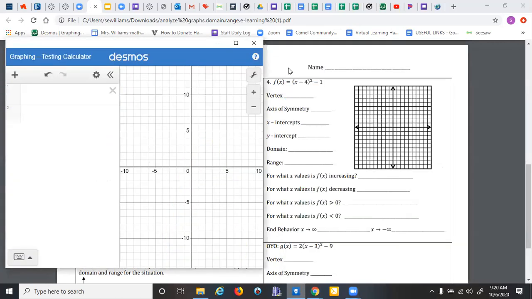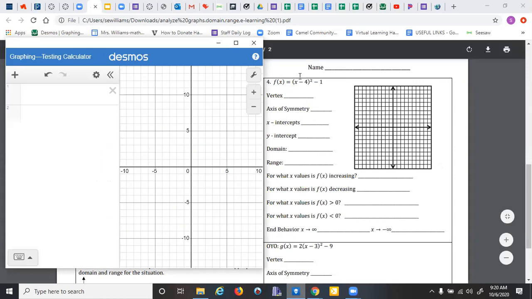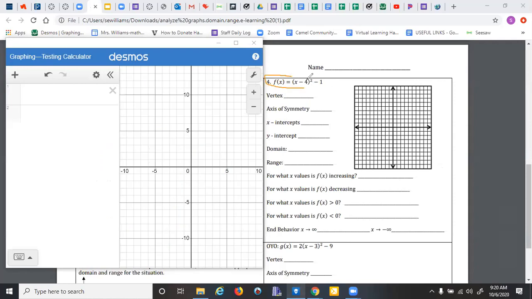All right, what format is this one in? Vertex form. Good. It's got one parentheses and a square, that's vertex form. What is the vertex of this one? 4, -1. Very good.